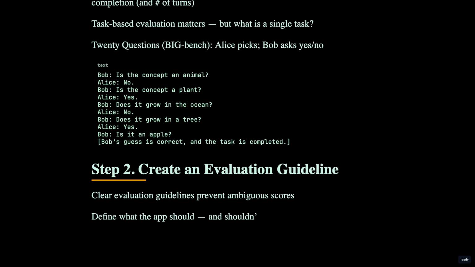When you create an evaluation guideline, spell out both allowed behaviors and explicit exclusions. For each out-of-scope input, for example, political questions for a product support bot, define how to detect it and exactly how the app should respond or decline.